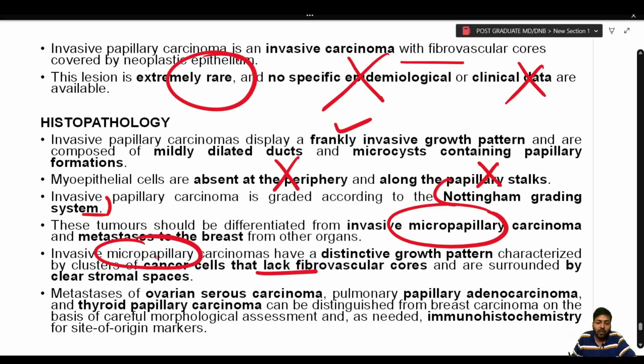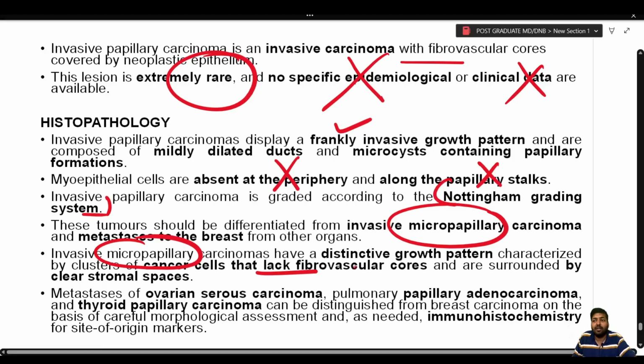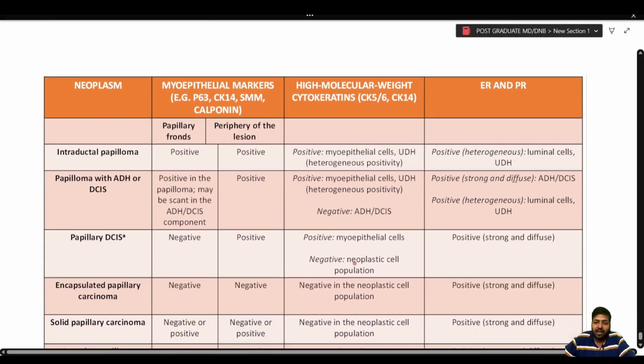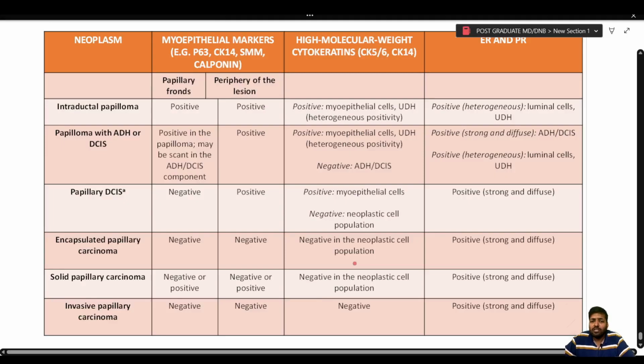And metastasis of the ovarian or papillary adenocarcinoma, like the pulmonary and the thyroid, can be distinguished from breast by using IHC like TTF, napsin A, okay. So these markers can be used, or WT1, PAX8, CK7, they might be used to differentiate such lesions with the help of immunohistochemistry. So we have completed all the discussion, and in the end, if you have understood what I have taught you, you just have to remember this chart for your exam.